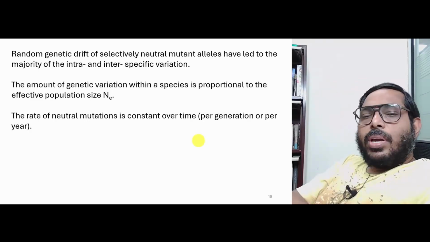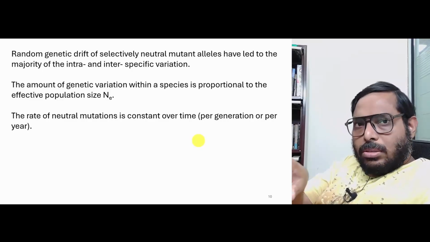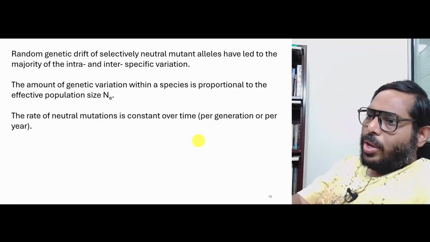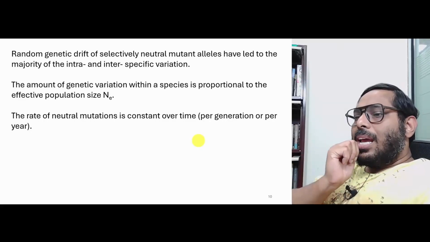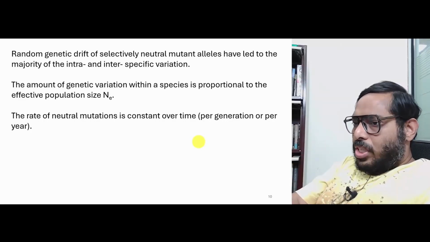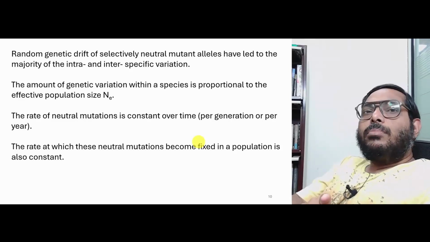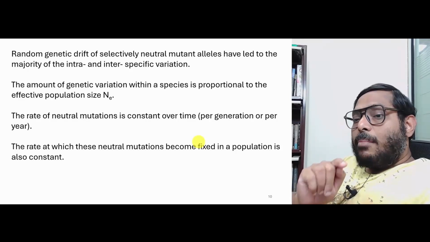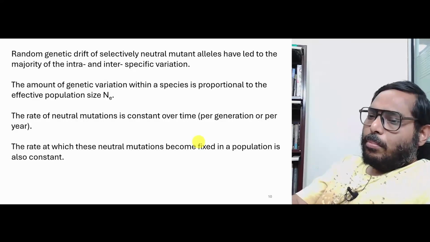The next major thing that neutral theory claims, and Kimura actually shows this using mathematical derivation, we are not going there, but he claims that the rate of neutral mutations is going to be constant over time, and therefore, the rate at which these neutral mutations become fixed in a population, that also becomes constant. So, that is the derivation that I am talking about.